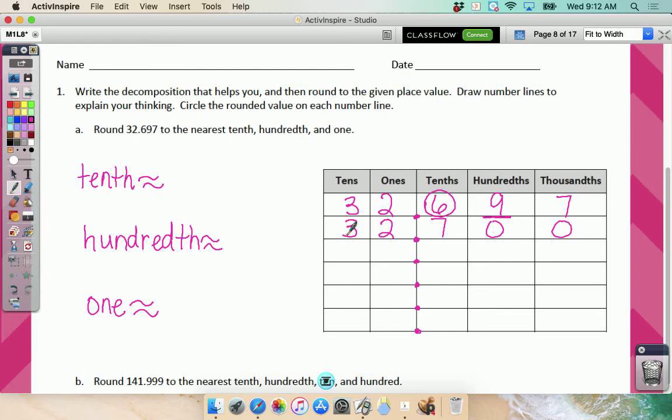Yo, you're a winner in the rounding game. So what do I have here for the answer? 32.7. I had somebody write this and I counted it wrong. Why did I count it wrong? You don't need the 0. Very good. Okay, next one.